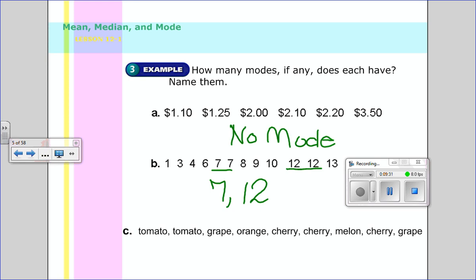All right, so again, when we have mode, it doesn't always have to be just numbers. So looking at tomato, I see tomato occurs twice. Grape occurs twice. Let's see, orange occurs once. Cherry occurs 3 times. Melon occurs once. All right, there is one that occurs more than the others, and that is cherry. So cherry would be the only mode.